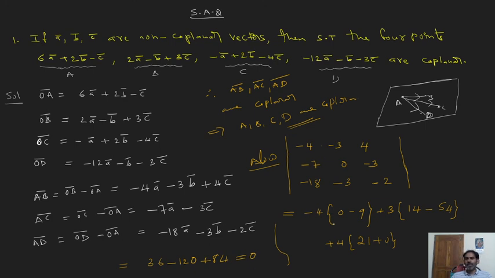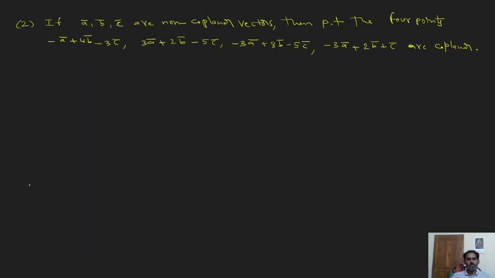Whenever the determinant is 0, they are coplanar. If it is not equal to 0, non-coplanar. But they are asking to show coplanar. That's why the determinant is 0, therefore they are coplanar vectors. This is the answer process. Very important problem, a very important 3-star question. 4 marks guarantee question. Coplanar. Next.